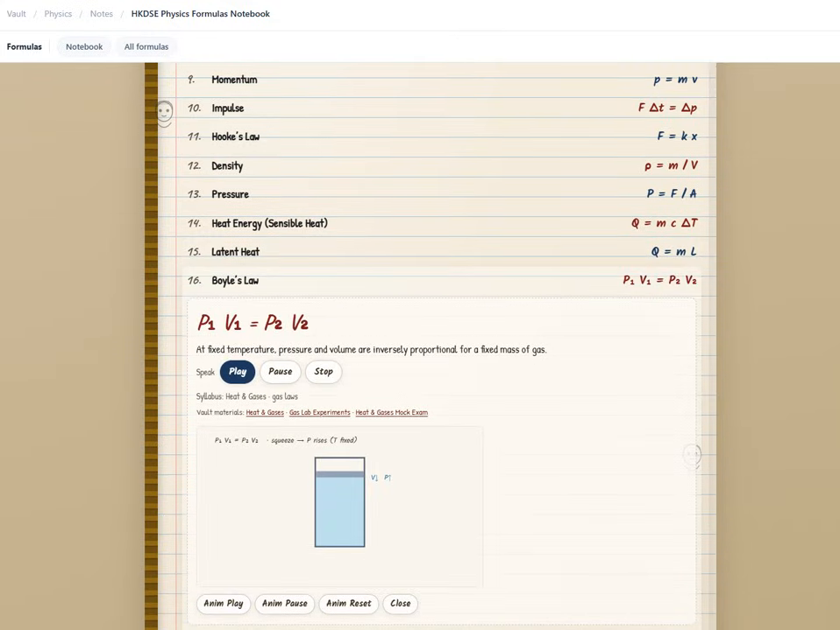Boyle's law, P1 V1 equals P2 V2. At fixed temperature, pressure and volume are inversely proportional for a fixed mass of gas. Squeeze the piston, volume down, pressure up at fixed temperature.